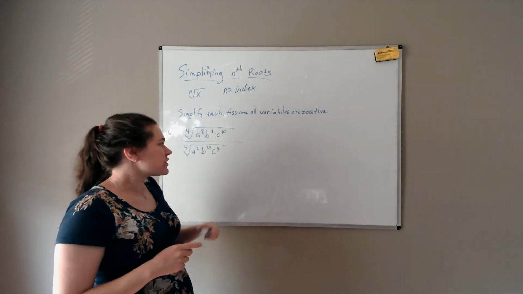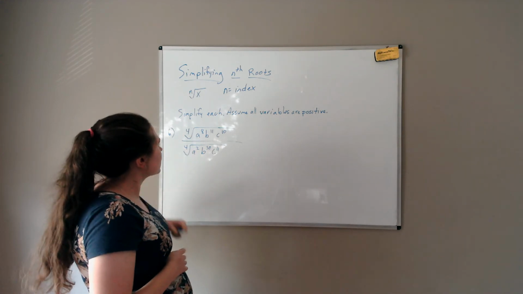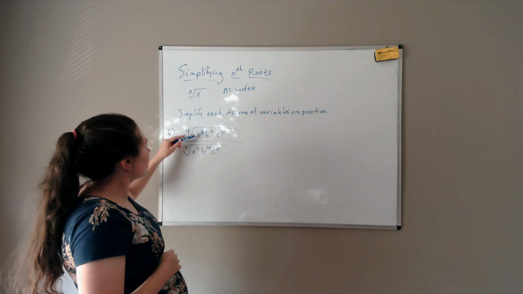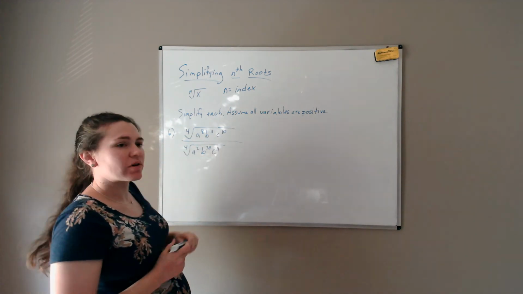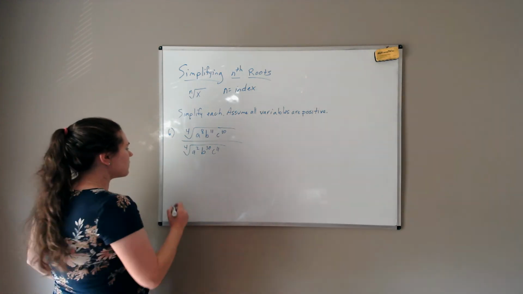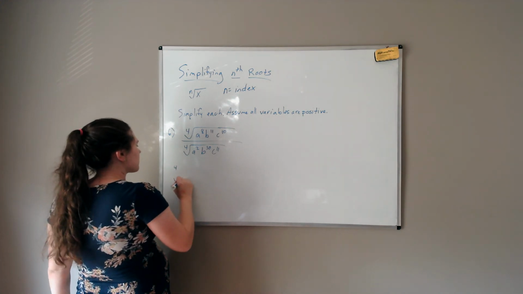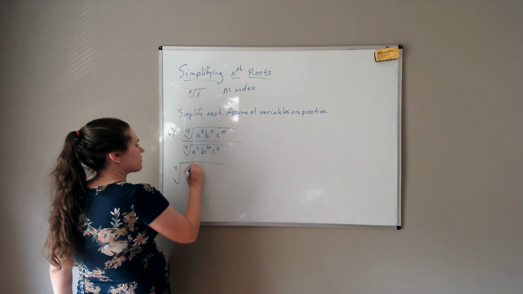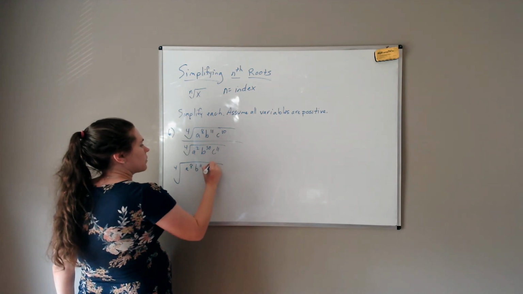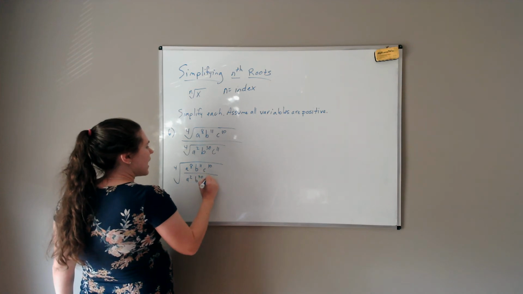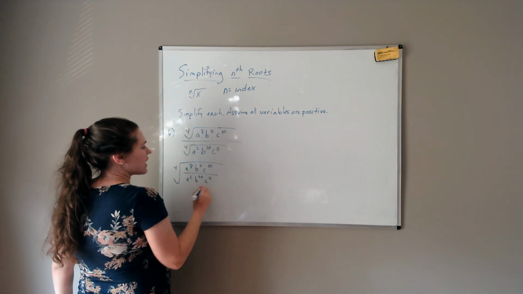Or if you notice, the numerator and the denominator have the exact same index, and there are common factors between the numerator and the denominator. So I wouldn't start by simplifying each radical. I would start by putting the radical back together. Remember, this is just using that quotient property of radicals. And so now I'm going to simplify inside the radical first.